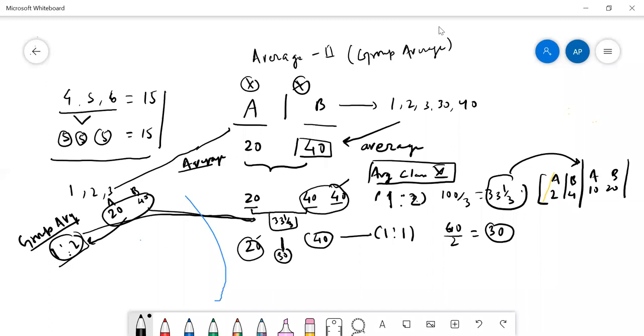I'm opening. Swastika, write your doubt in chat for everyone so that everybody can understand what you have asked.